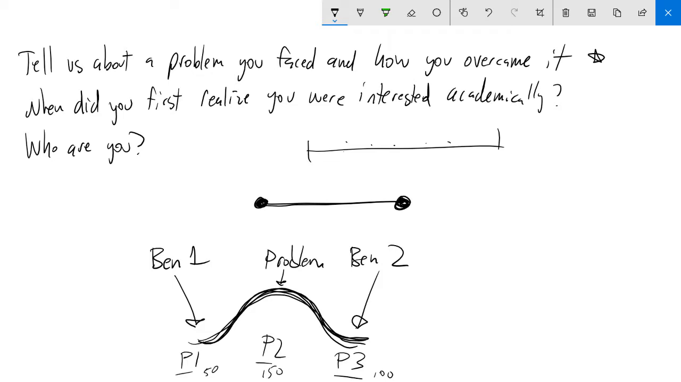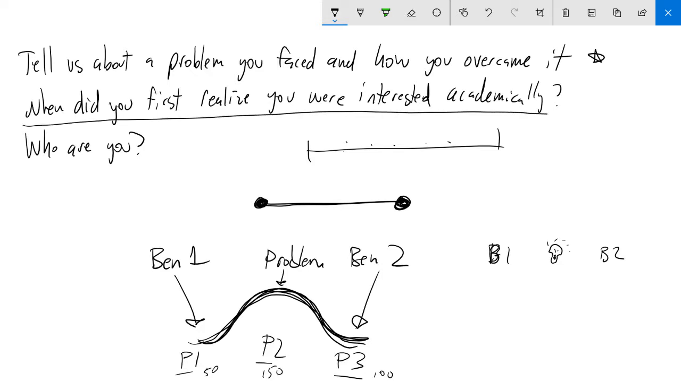What about this next one? When did you first realize you were interested in academically? You can still do this method, B1. Instead of a problem, now we have a light bulb moment, an epiphany. And we can still do the same arc. So when did you first realize you were interested academically? Or another way of saying this is, if you're declaring a major, tell us when you first decided that academic major was an interest of yours.